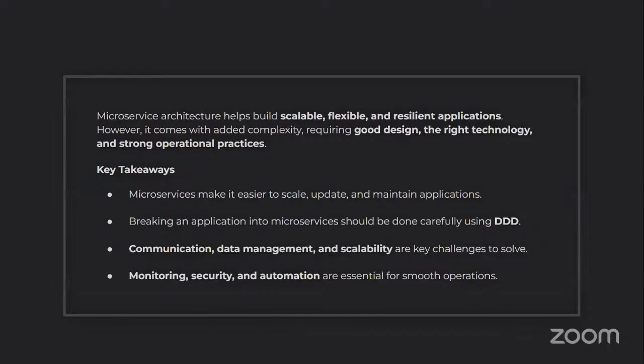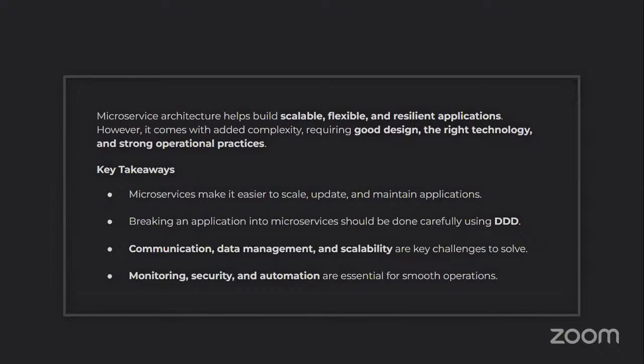So in conclusion, we say microservice architecture helps to build scalable, flexible, and resilient applications. However, it comes with added complexity. It requires good design, choosing the right technology, and strong operational practices. The key takeaway is that microservices make it easier to scale, update, and maintain your application, so each team can decide which service they want to work on. Breaking an application into microservices should be done carefully using DDD, domain driven design.